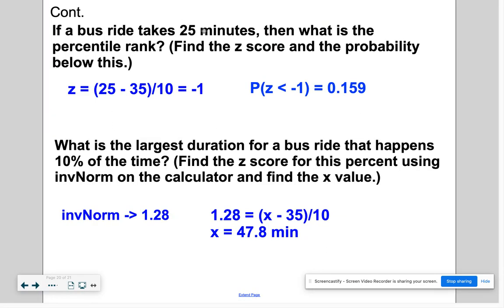So what about a bus ride that takes 25 minutes? What's the probability, or what's the percentile rank? Well, that's the same thing. When you see percentile rank, they're just asking for the probability of that value or less. So we take our 25, subtract the mean, divide by standard deviation. In this case, we get a -1. So now I want the probability that our z-score is less than -1.